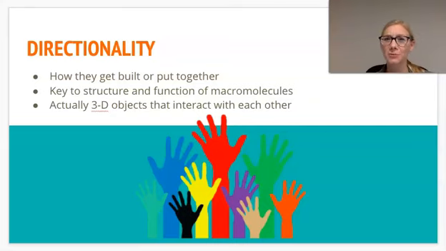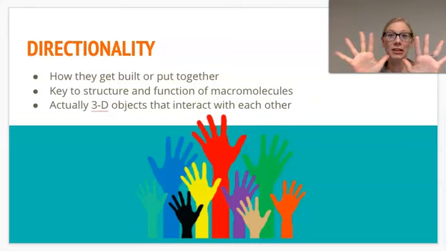So what do I mean by directionality? Well, it matters how they're put together and how we look at them. Think about our hands, right? They look the same, but I can't put one hand on top of the other and have them match up, because my hands have directionality. It matters how they're placed together. So these are actually 3D objects, and we have to remember that when we're looking at how they're placed together.